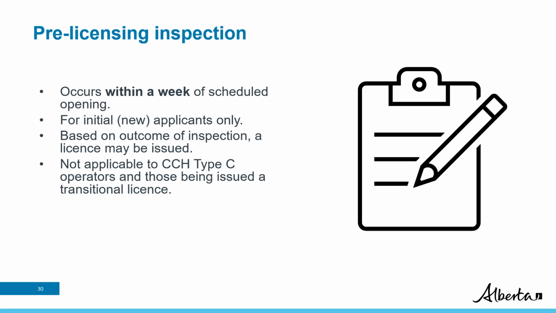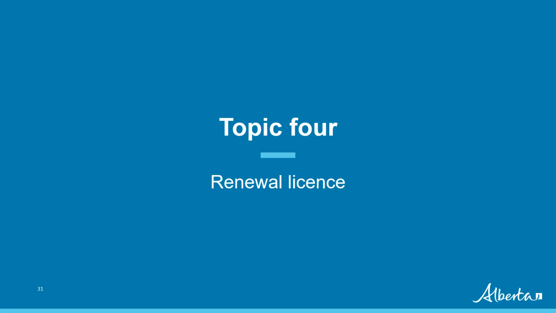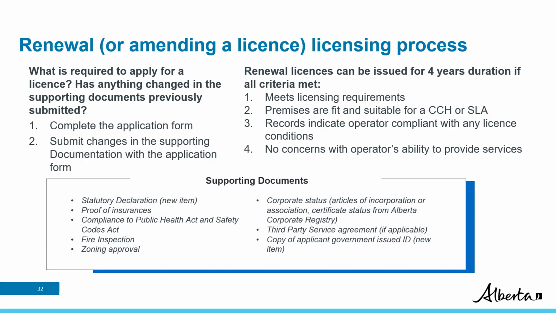A pre-licensing inspection may include touring the accommodation and grounds, reviewing all policies and procedures, and interviewing staff and residents and their legal representatives, if applicable, in the event of a change in ownership where there are existing residents living at the site. A license may be issued for up to 4 years. Topic 4. Renewal license. Renewal application process. 90 days prior to their license expiring, operators will receive a renewal notification, application form, and a list of documents that are required to be submitted.